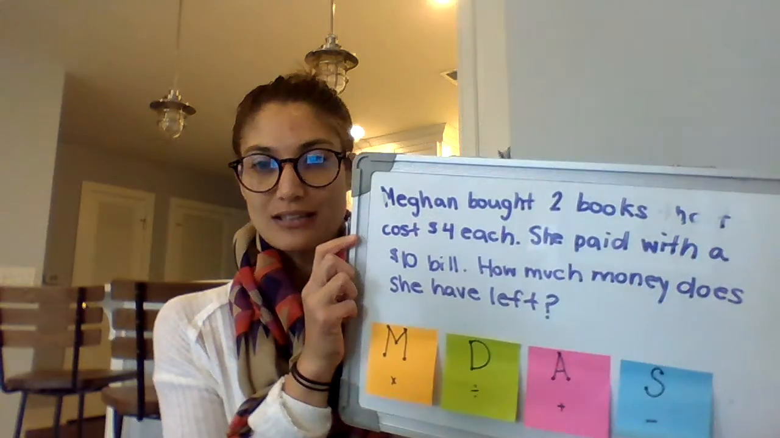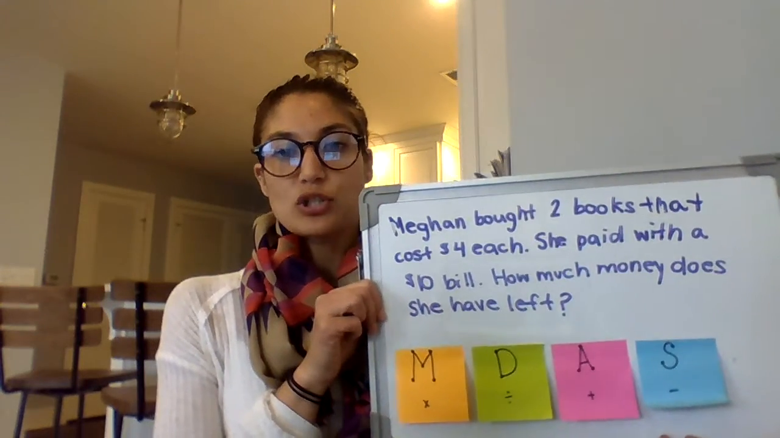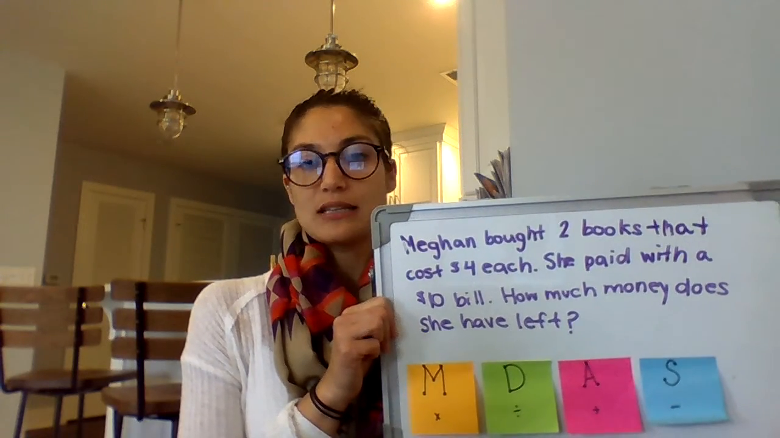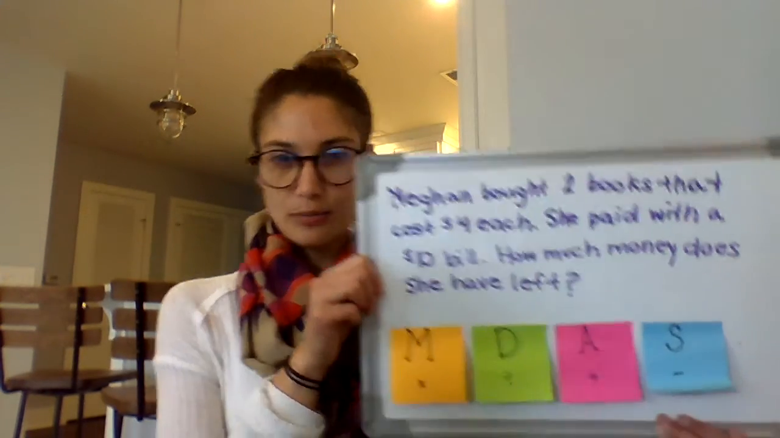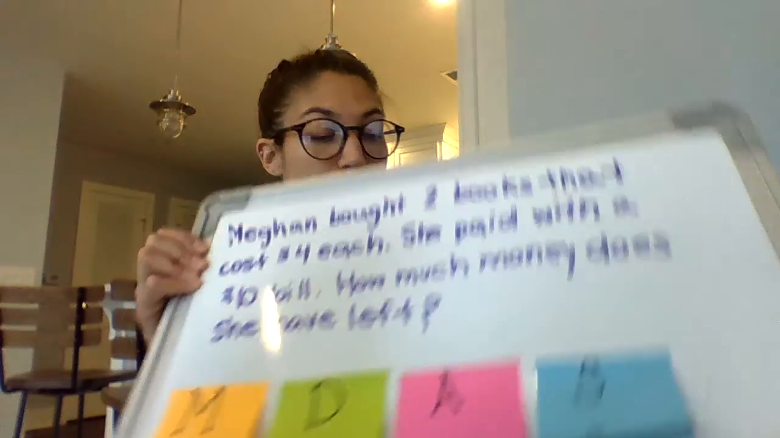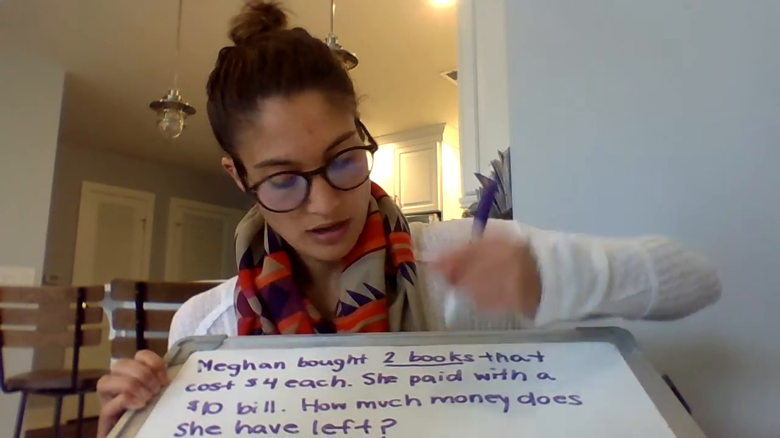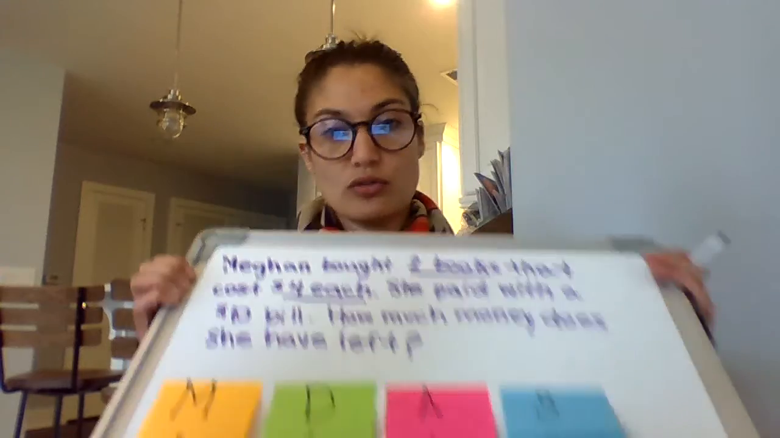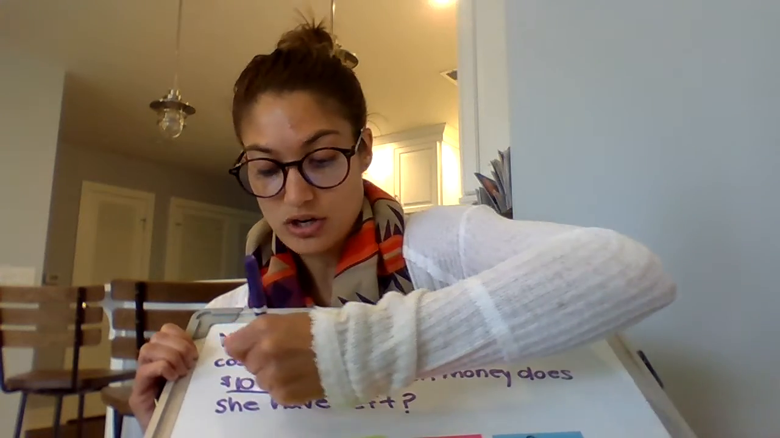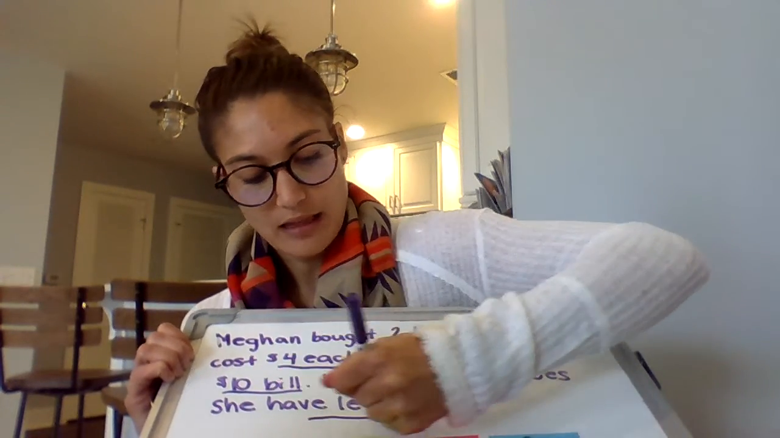So let's try that using this problem. Let me just fix it up a little bit. A little tiny bit got erased. Okay. So it says, Megan bought 2 books that cost $4 each. She paid with a $10 bill. How much money does she have left? Okay, are you guys picturing this problem in your head? Let's read it one more time and pull out the important information. Megan bought 2 books, okay, important, 2 books, that cost $4 each. Ooh, keyword. She paid with a $10 bill, so she gave the cashier $10. How much money does she have left?